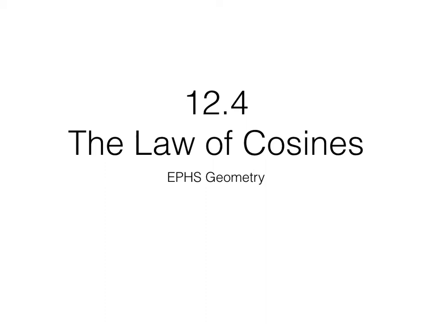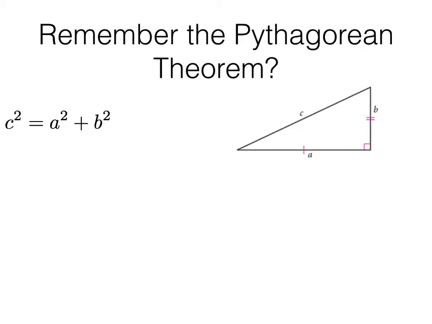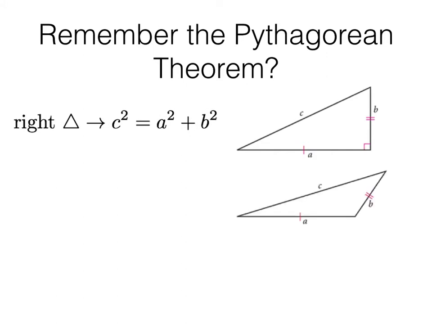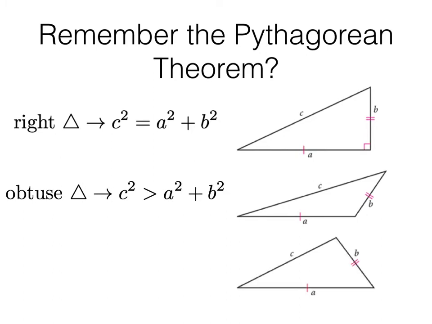Section 12.4 is all about the law of cosines. To introduce, recall the Pythagorean theorem only applied to right triangles. If we had an obtuse triangle, then we knew that c squared was bigger than a squared plus b squared. And if we had an acute triangle, we knew that c squared was smaller than a squared plus b squared.